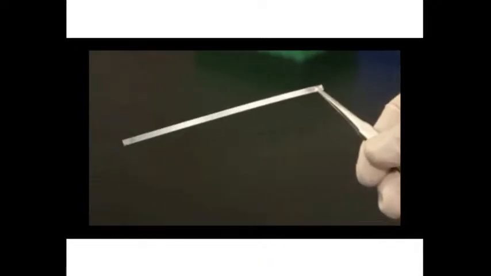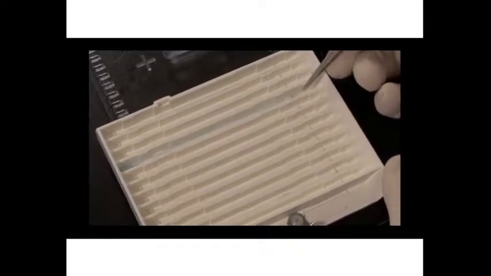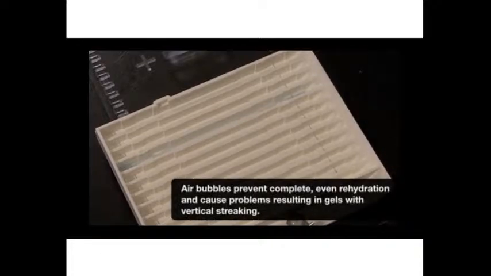To load the Ipg strip into the focusing tray, place the positive end of the Ipg strip into the positive electrode of the focusing tray and slowly drop your Ipg strip into the lane of the focusing tray, being very careful not to trap any air bubbles. If there are any air bubbles trapped, you can pick up the end and gently reposition the Ipg strip until the air bubbles are expelled. If you don't remove air bubbles, there will be areas in the Ipg strip that do not rehydrate properly, and that will cause serious anomalies in your first dimension isoelectric focusing run.